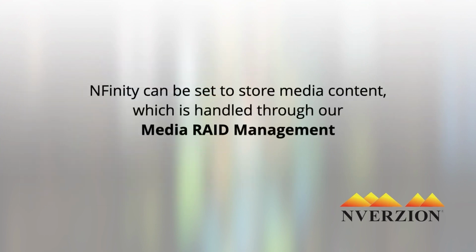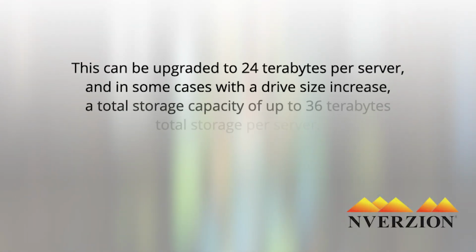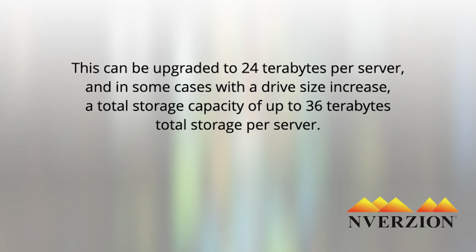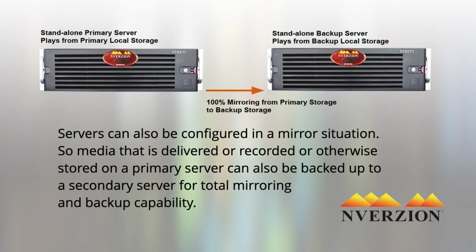NFinity can be set to store media content, handled through our media RAID management. This can be upgraded to 24 terabytes per server, and in certain situations as needed, a drive size increase can take the total storage capacity to 36 terabytes, total storage per server. Servers are also configurable in a mirror fashion, so media that is delivered or recorded or otherwise stored on a primary server can be backed up to a secondary server for total mirroring and backup capability.